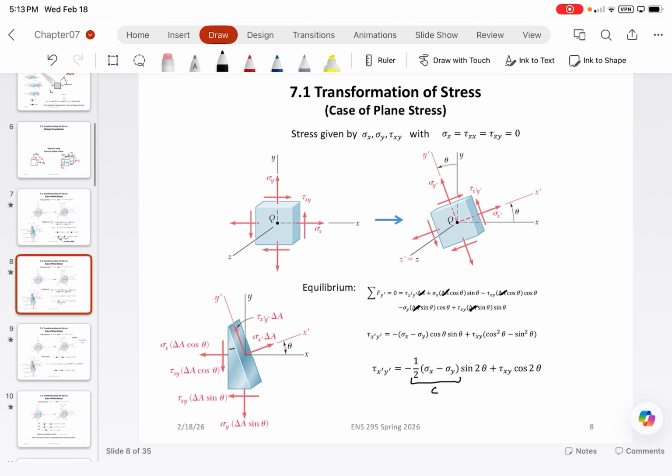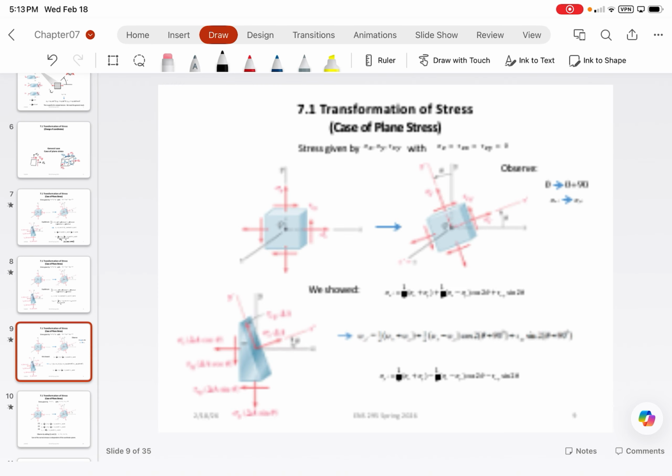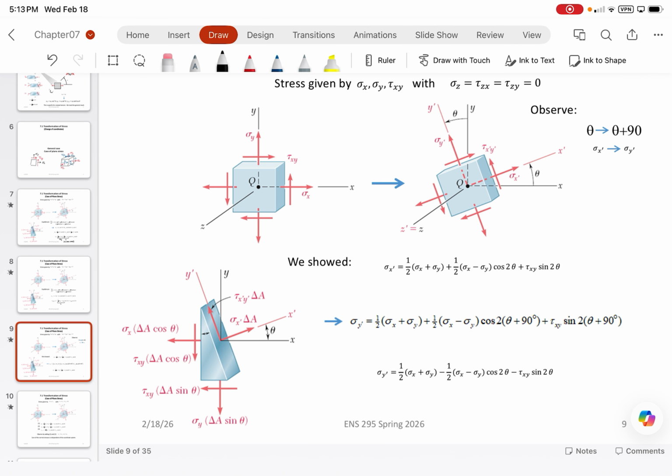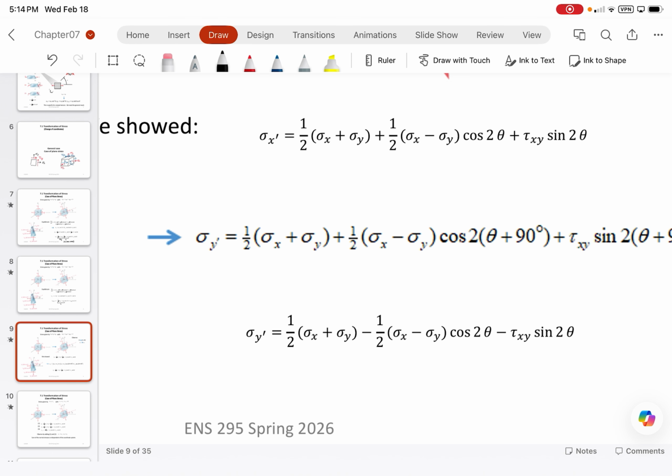All right. Now, one last thing. With sigma y prime, we can get the same exact expression using force equilibrium. But one thing to note is that the y and x axes are always going to be 90 degrees with respect to each other. So because of that, you can simplify a lot of the equations by plugging in the sigma x prime equation and setting that rotation equal to 90 degrees shifted. And what you end up with is basically just the sigma x prime equation that we had previously derived, but now just with opposite signs.